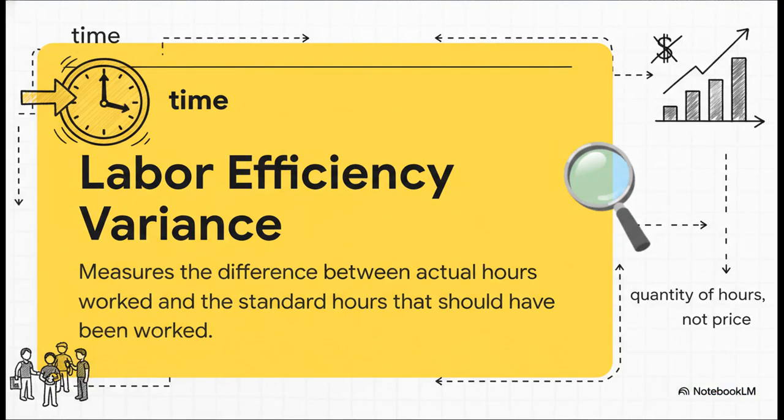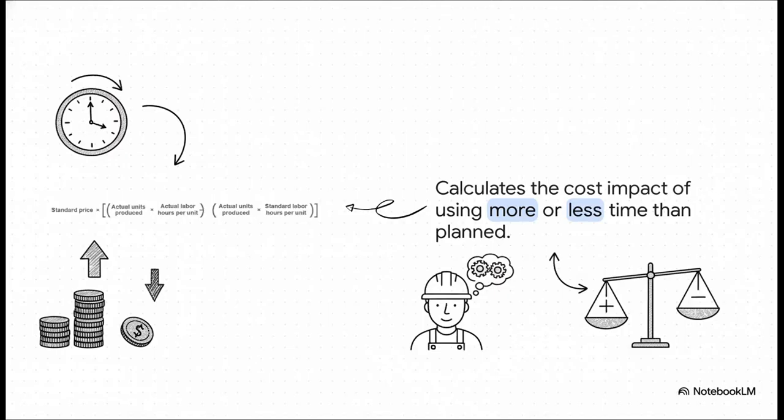This clue tells us whether your team took more or less time to get the work done than you budgeted for. It's all about the quantity of hours, not the price per hour. Now, the formula might look a little complicated, but the idea behind it is really simple. We're just finding the difference between the hours people actually worked and the standard hours they should have worked. Then we multiply that time difference by the standard price per hour.